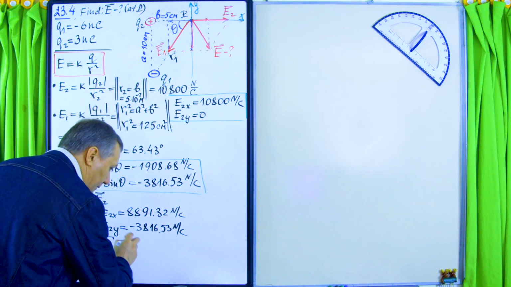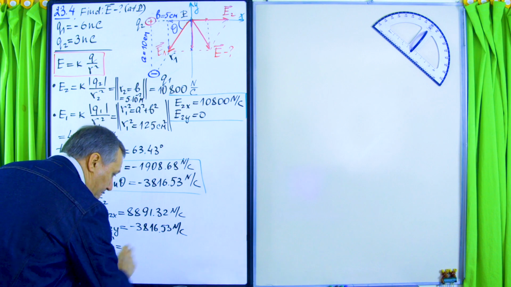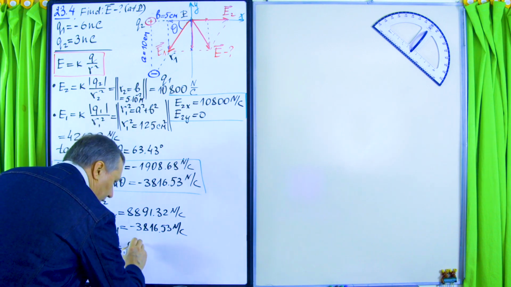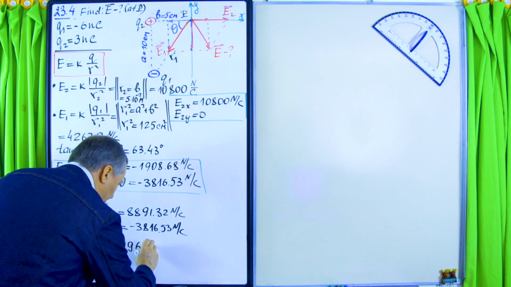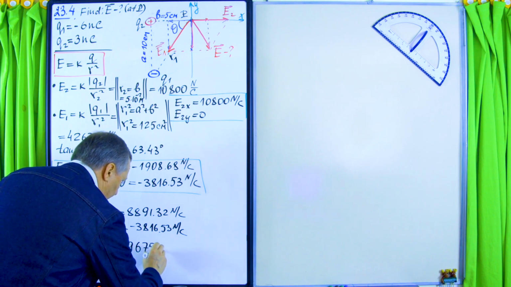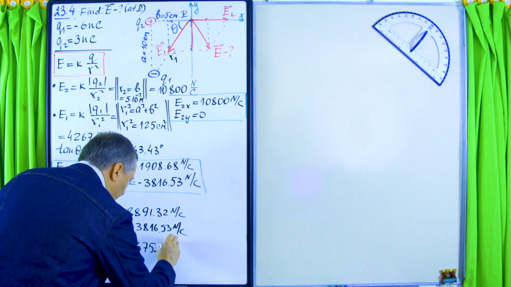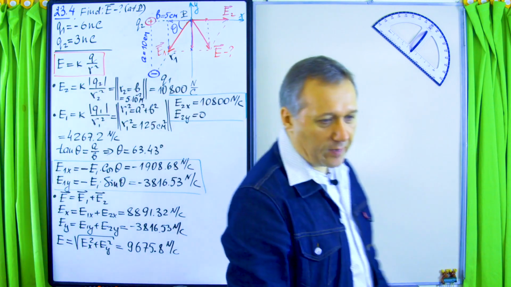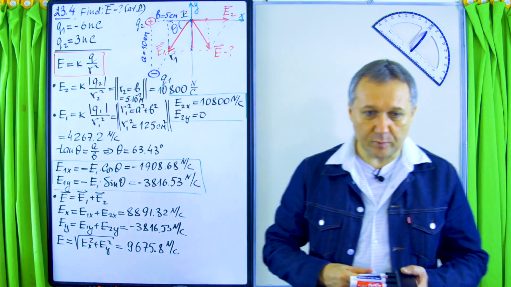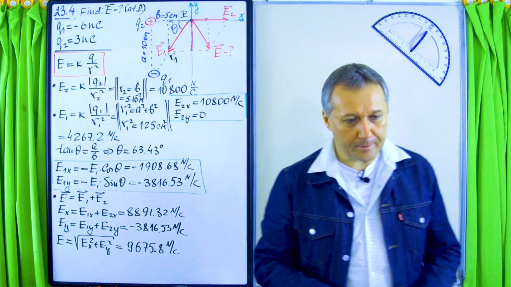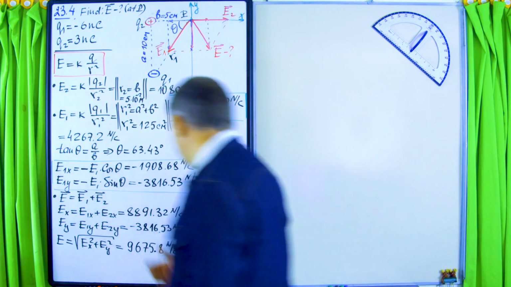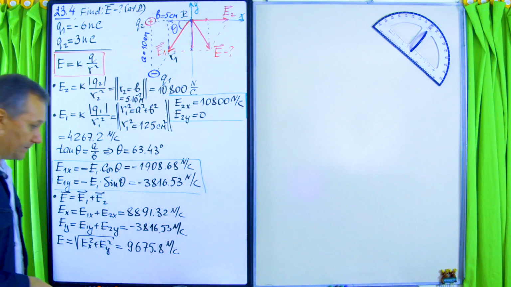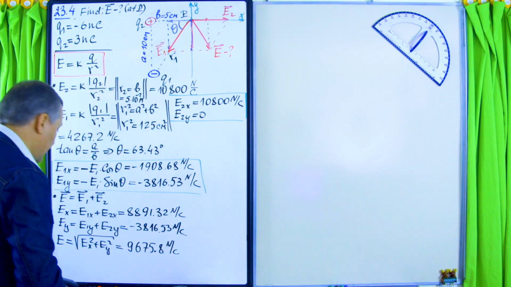I will just write down the answer. It will be 9,675.8 newtons per coulomb. Again, how many sig figs? Just read the Mastering Physics statement of the problem properly. Right. So here I use 5 sig figs. Okay, so that's the magnitude.